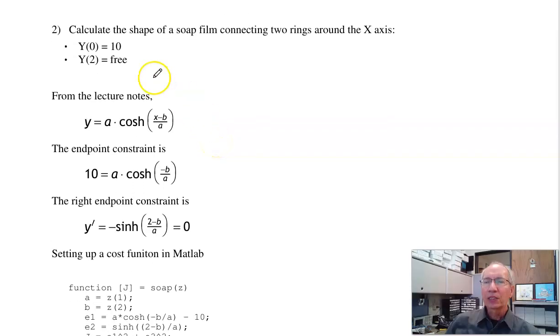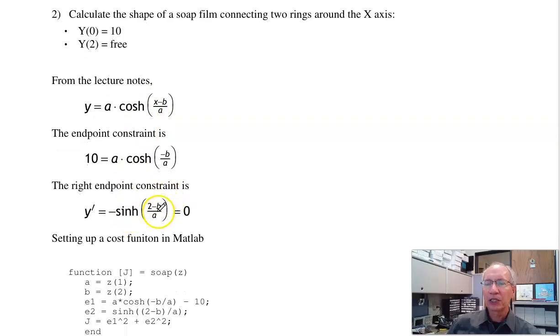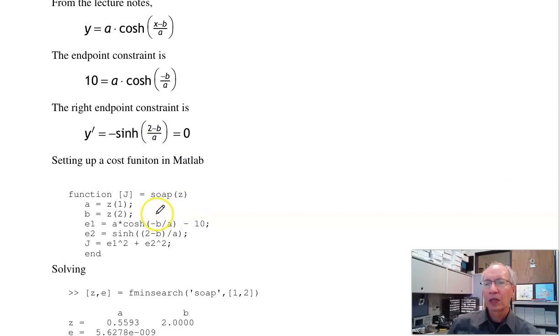Problem 2. Suppose the right endpoint is free. In that case, from before, this is the form of the solution. Plug in the left endpoint: when x equals 0, y is 10. At the right endpoint, y prime equals 0. Y prime is sinh, so sinh is 0 at x equals 2. It's going to guess a and b so that the first equation balances, the second equation balances. Find a and b to minimize the sum squared error.